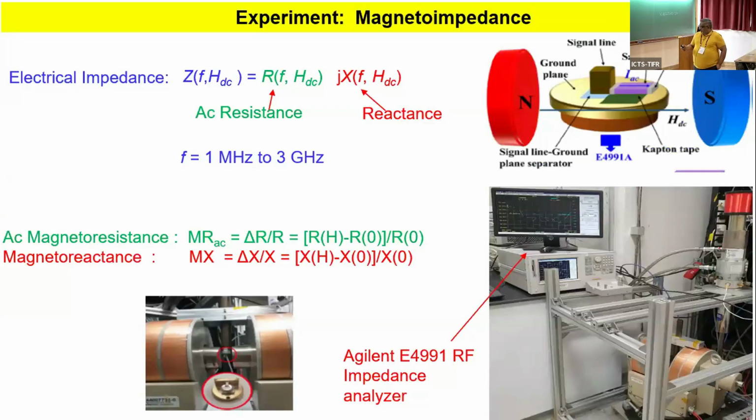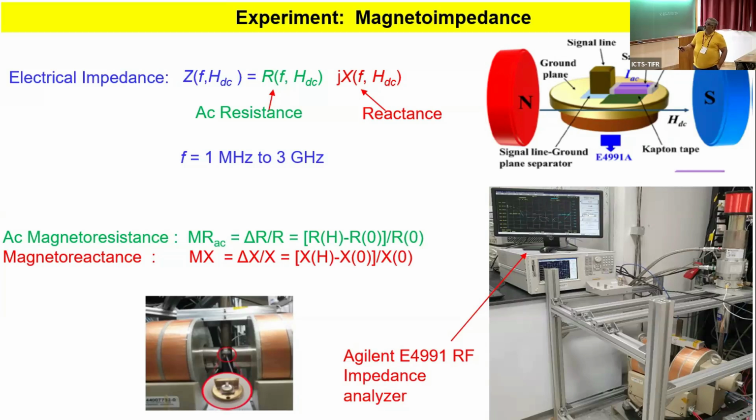Okay, so my measurement setup: we work in different frequency ranges, one from 100 Hz to 1 MHz. There's another setup, which we use for today's talk, from 1 MHz to 3 GHz. So what we measure is the electrical impedance of the sample, that is, you pass the current through the sample, and measure the resistance and the reactance simultaneously for different frequencies under different magnetic fields.